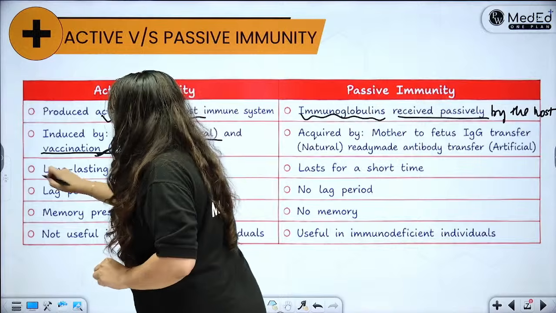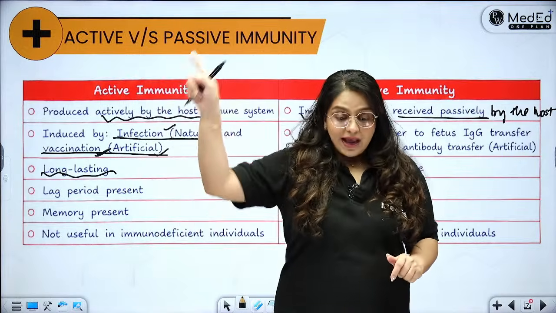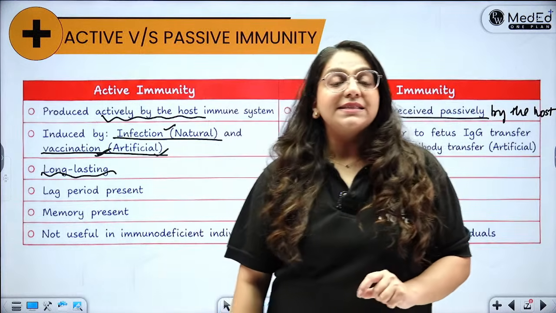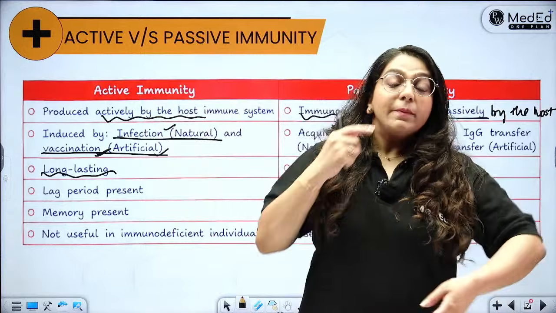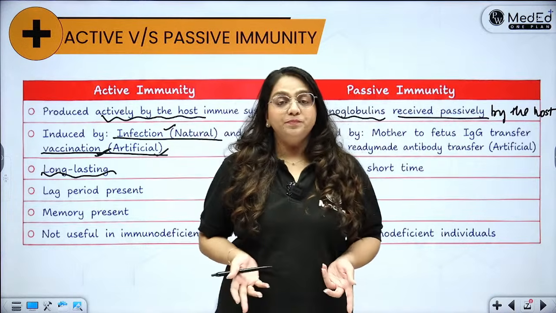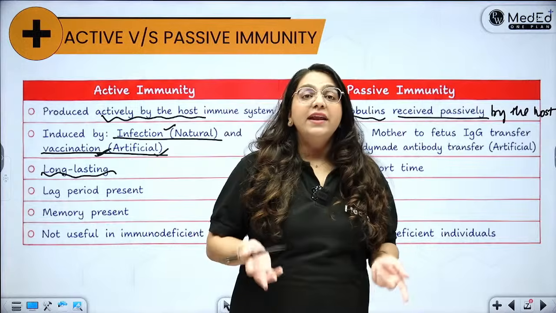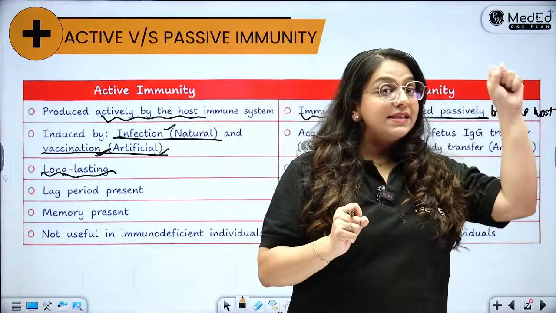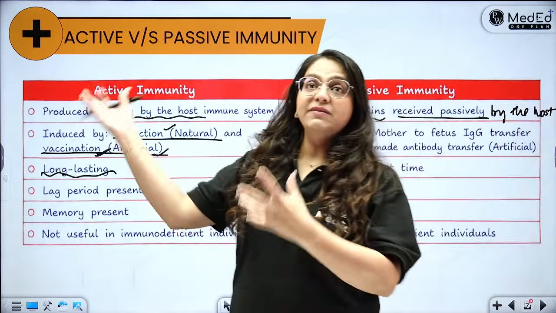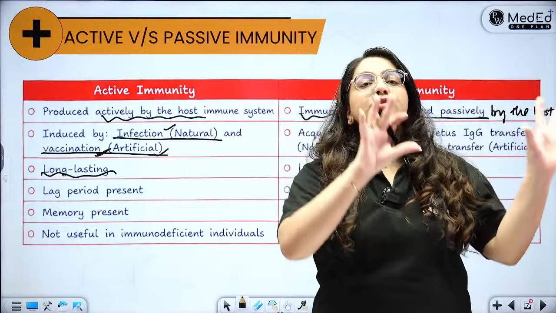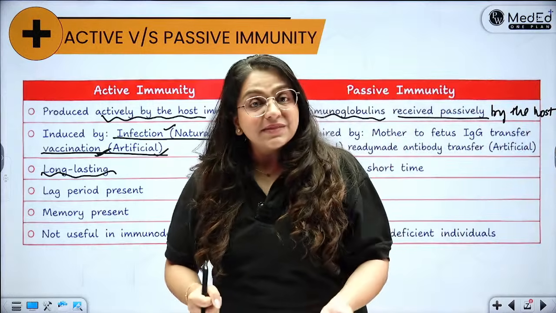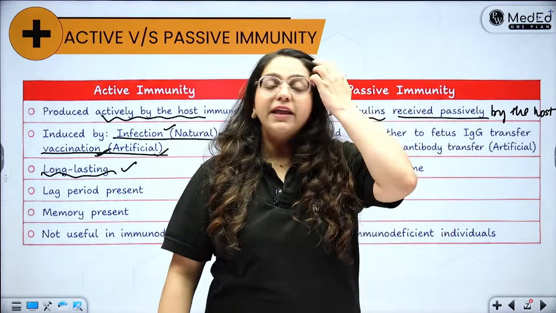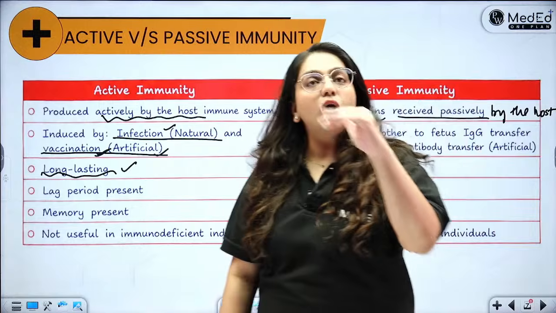It is definitely long lasting. Why? Because when my body has undergone all of this processing in the same path, what has it created? It has created the memory B cells also. Because when do the memory B cells get made? Like I said, whenever an antigen comes, the B cell takes it, shows it to T cell, which produces cytokine, and cytokine activates B cell. In this process, the memory cells get created. And when the memory cells get created, the immune response is going to be long lasting. That is why in active immunity, there is a long lasting immunity.